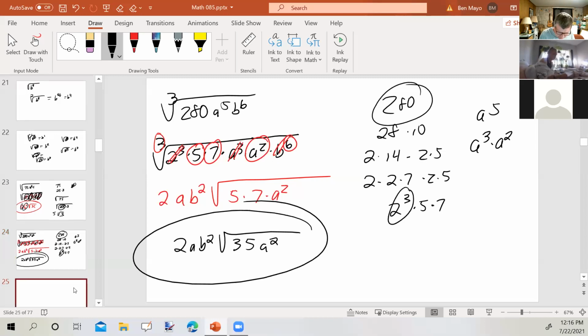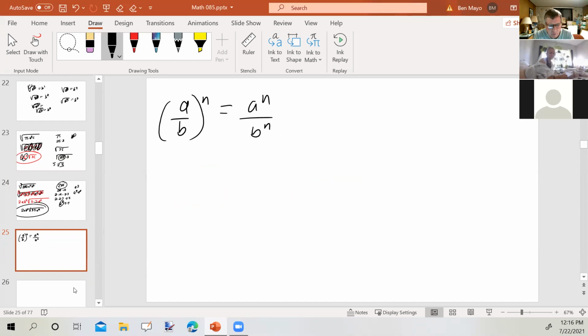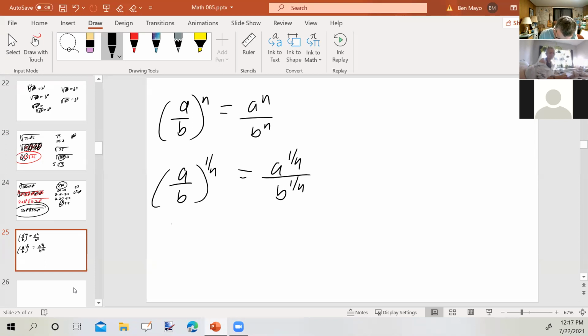Now, another rule that takes us back to chapter 5: if we have a quotient raised to a power, we apply the power to both the numerator and the denominator of the quotient. And we've looked at this earlier today. But what if I had a over b to the 1 over n power? That would be a to the 1 over n over b to the 1 over n power. What if I wrote this in radical notation? This would be the nth root of a over b equals the nth root of a over the nth root of b.